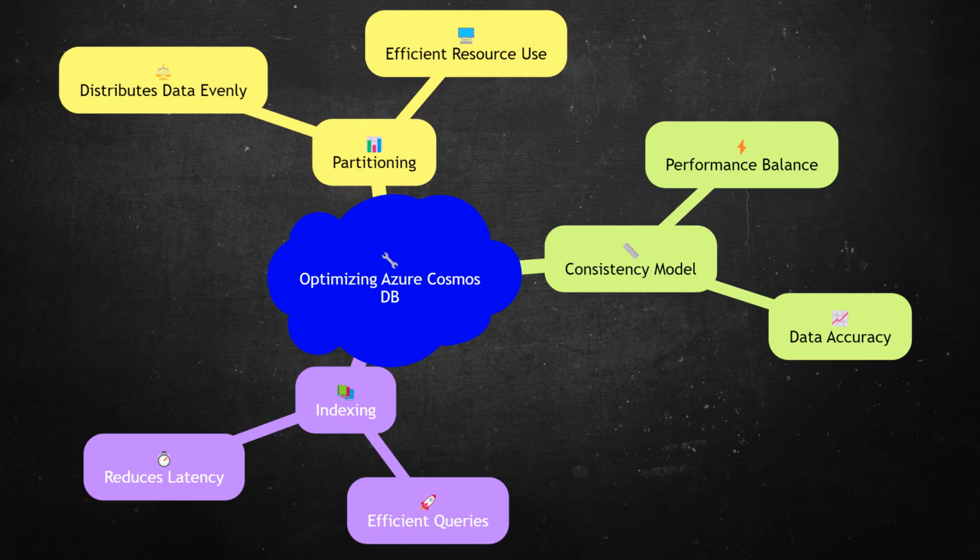Optimizing the performance of Azure Cosmos DB involves several best practices, such as partitioning data effectively, choosing the right consistency model, and indexing data appropriately. Partitioning helps distribute data evenly across multiple nodes, ensuring efficient use of resources. Selecting the right consistency model can balance performance and data accuracy based on application needs. Proper indexing ensures that queries are executed efficiently, reducing latency and improving overall performance.